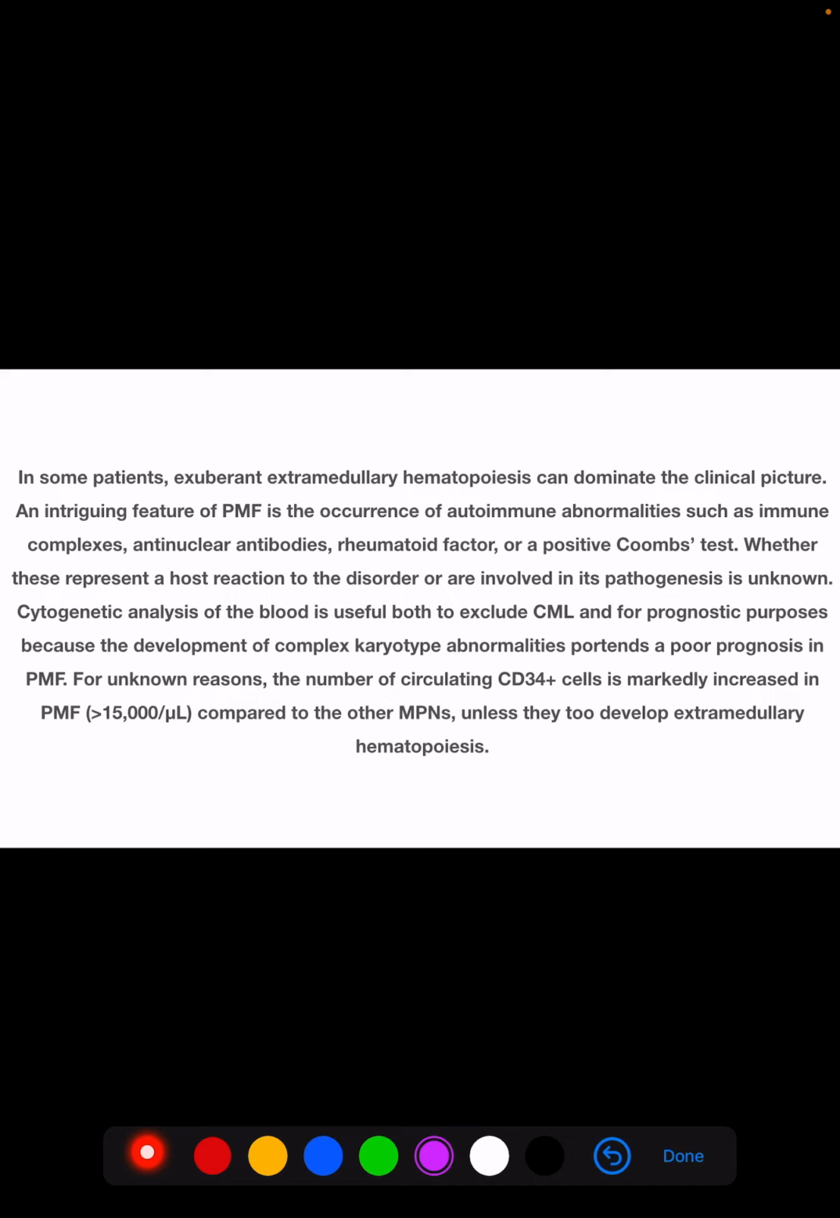In some patients, exuberant extramedullary hematopoiesis can dominate the clinical picture.